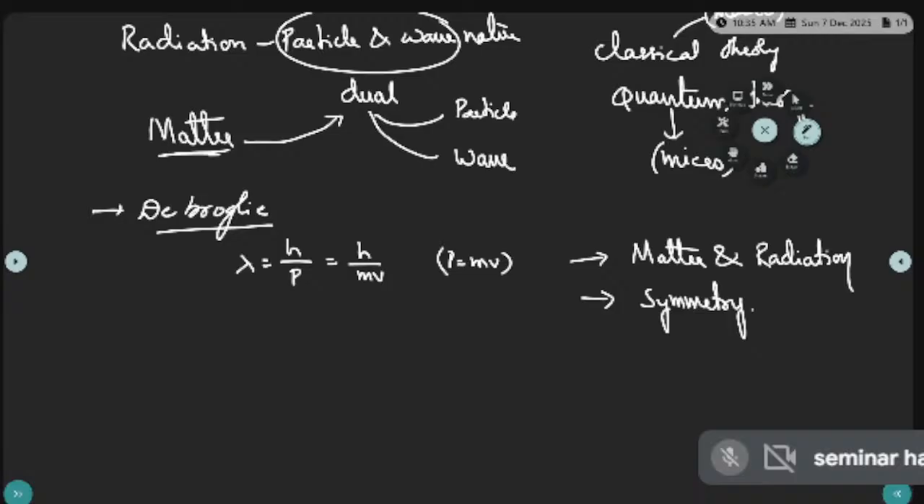The second state given by De Broglie: in the entire universe, matter and radiation, the two entities, there exists a symmetry between them. What will be there? Symmetry.